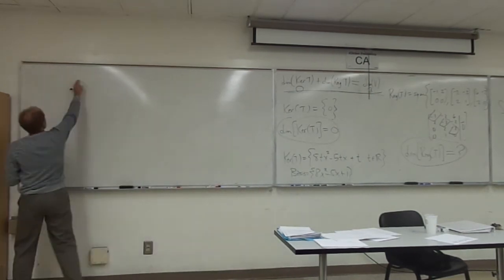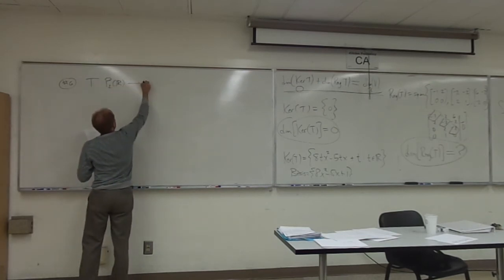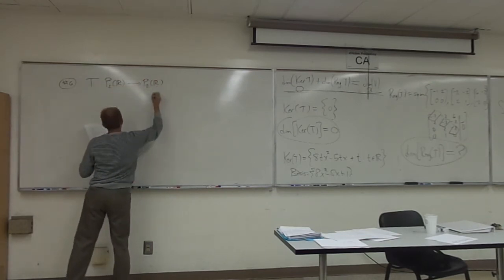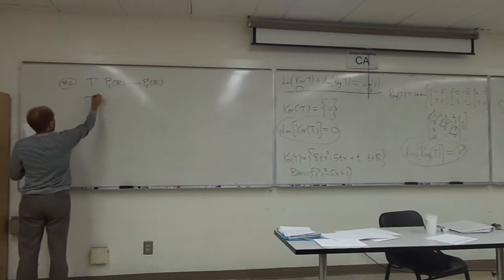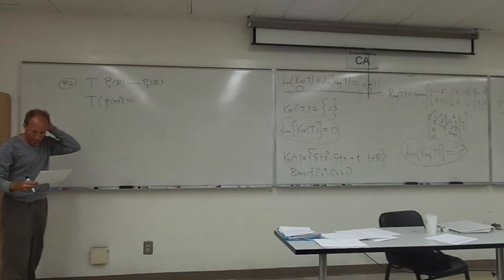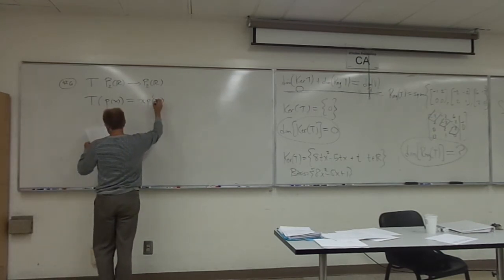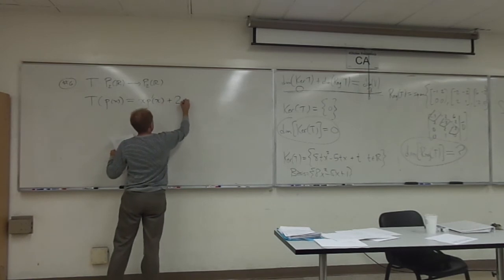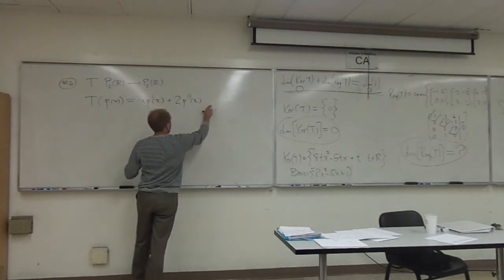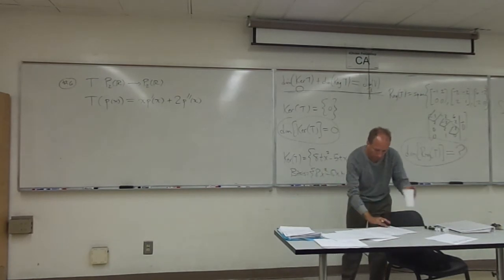So here's number 6. I'm going to take T from P2 of R to P2 of R, and here's the formula. T of P of X is X times P prime of X plus 2 times P double prime of X. Okay?